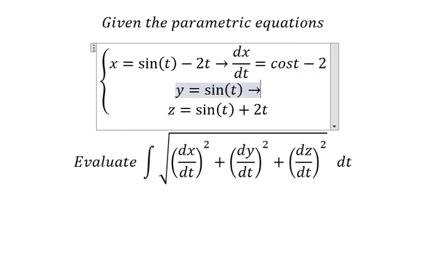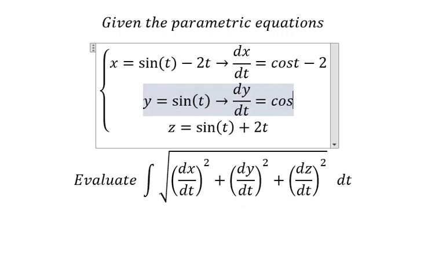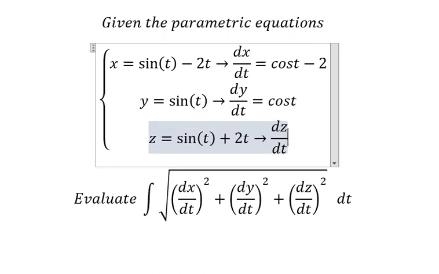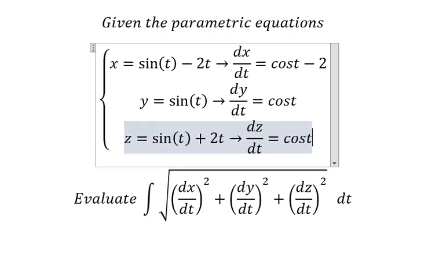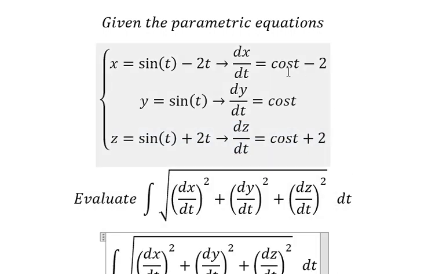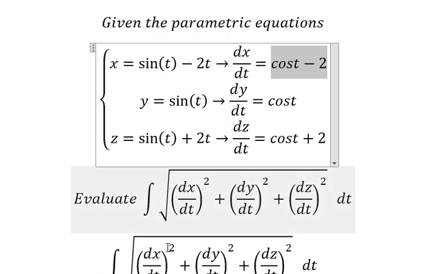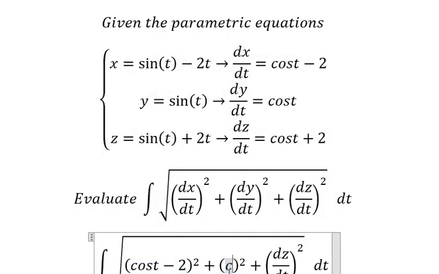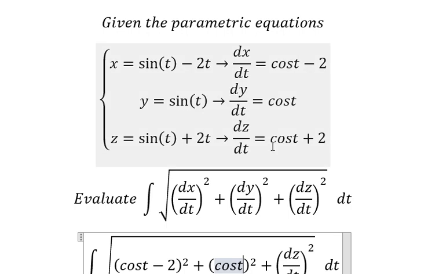For this one, we have dy over dt, and that is cosine t. And for this one, we have dz over dt, so we have cosine t plus 2. And now I will put this one here, cosine t here, and this one here.